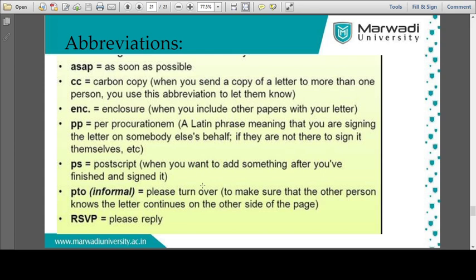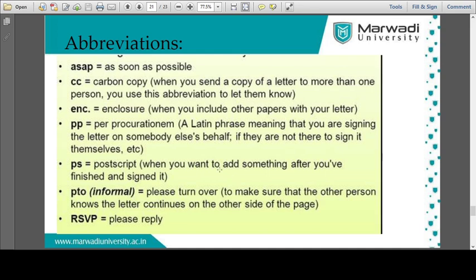Now PTO is very famous. Please turn over. It makes sure that the other person knows the letter continues on the other side of the page. RSVP means please reply. So these are some standard abbreviations.